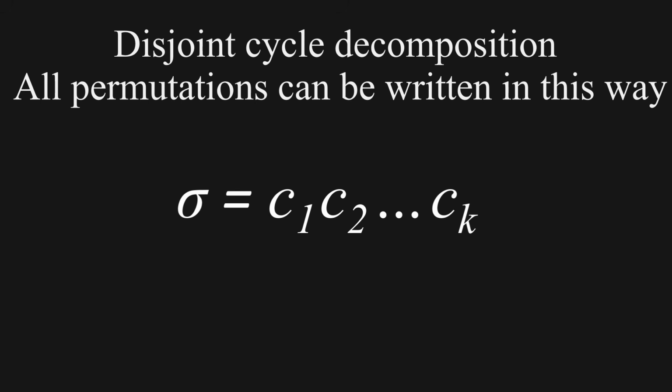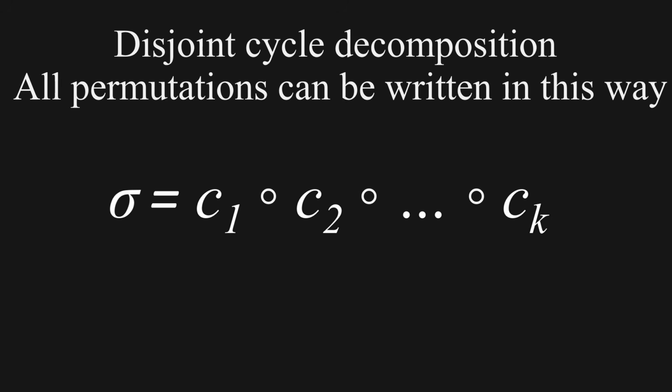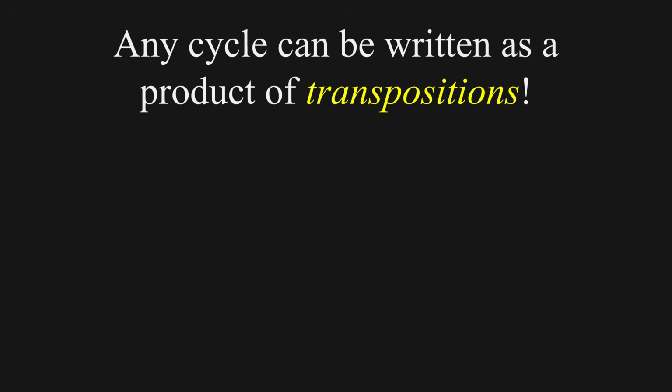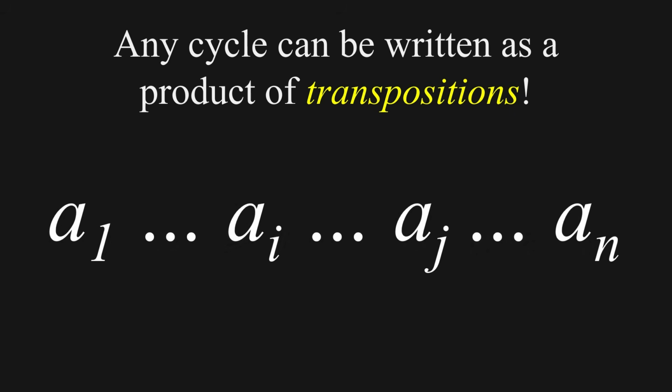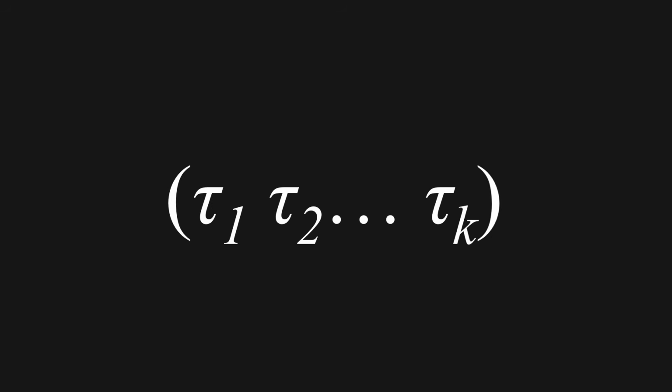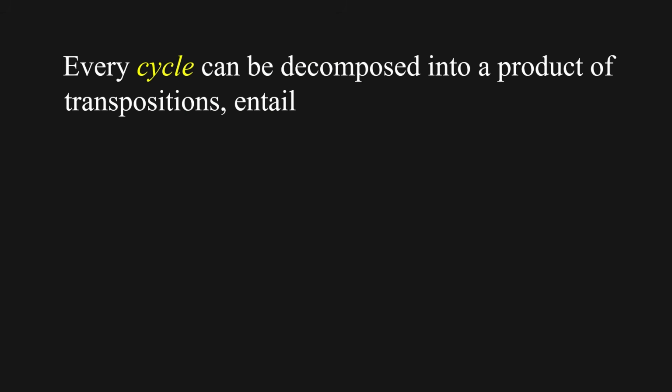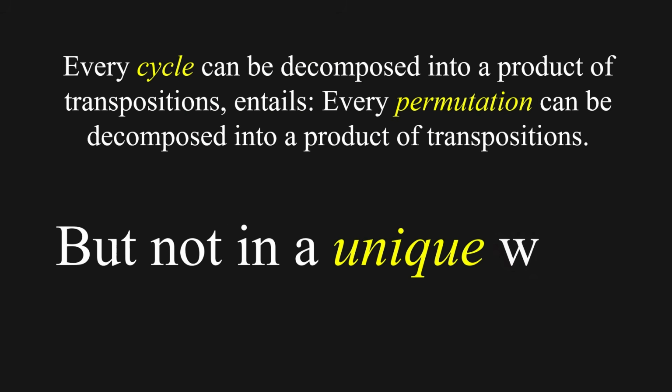In other words, any permutation can be written as a product of disjoint cycles. Of course, what we mean by product is just function composition. Since permutations are nothing but maps, we can actually go further and assert that any cycle can be decomposed into a product of transpositions, where a transposition is a permutation that switches two elements and leaves the rest unchanged. One such way to decompose a cycle into a product of transpositions is what you see on screen right now. Try to see why this holds. All of this means that any permutation can be decomposed into a product of transpositions.